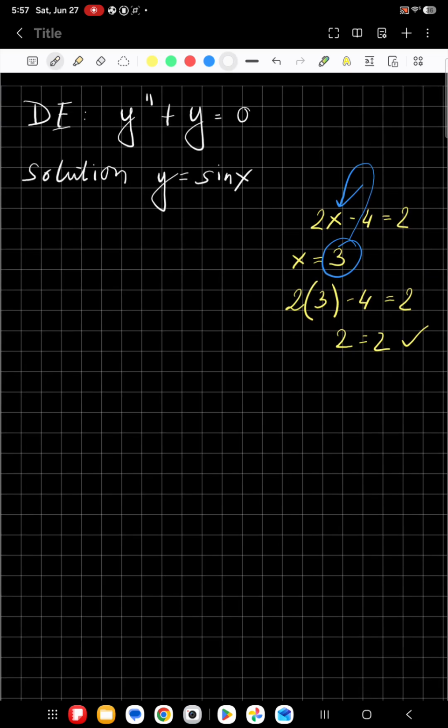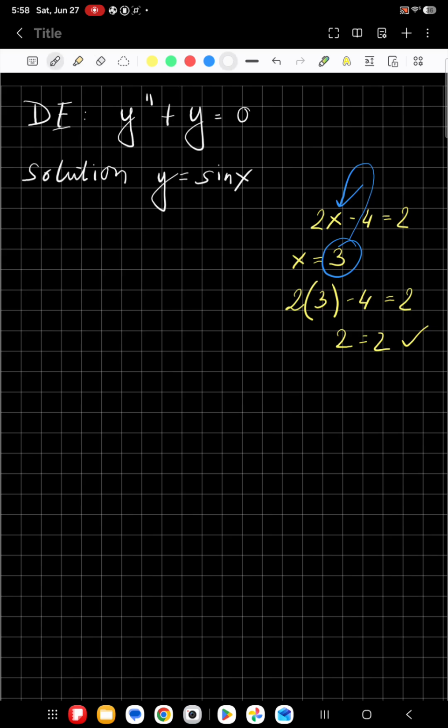Well, what I have here is sine x, this is my y, and I can plug it in here. But I cannot plug it in here because what I need is a second derivative. So I need to find that second derivative. So this is my original function, so I'll do y prime of that, and then y double prime, and then I'll be able to plug it in here.